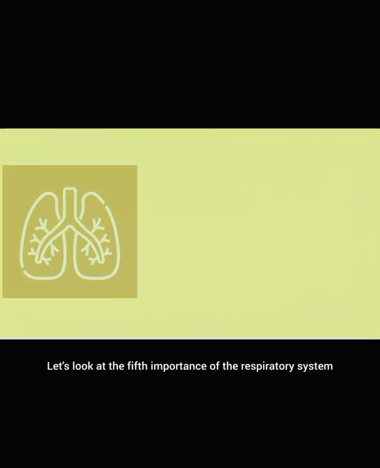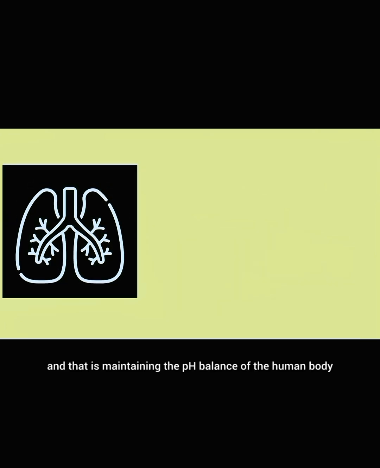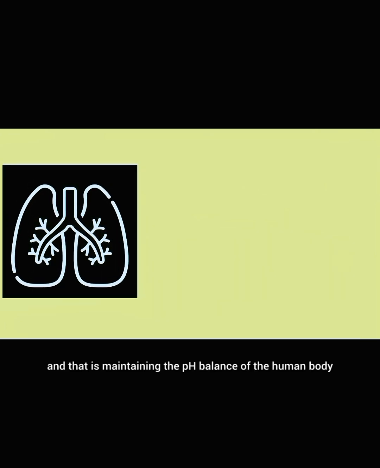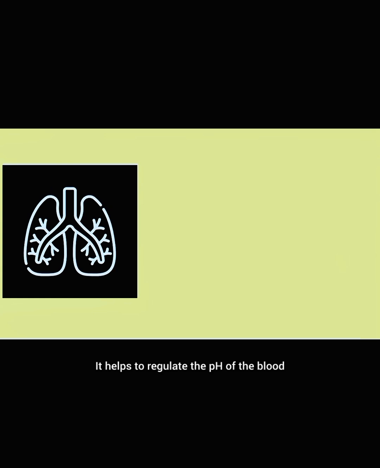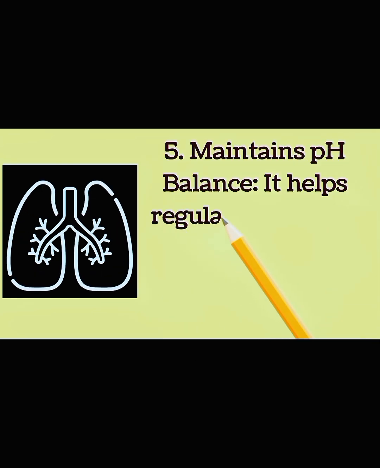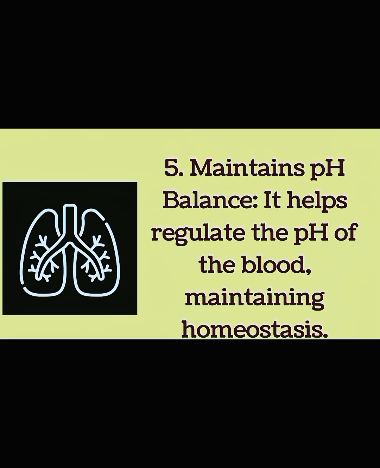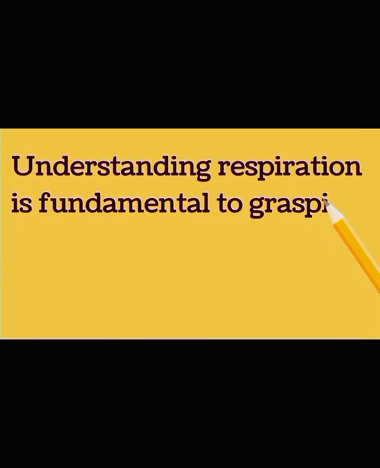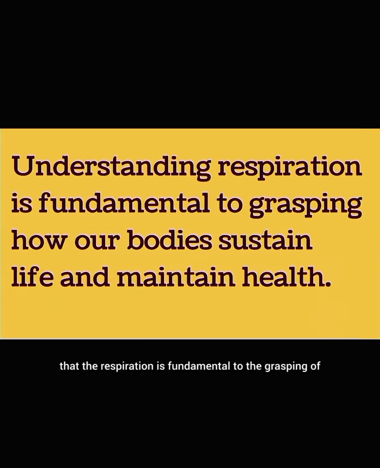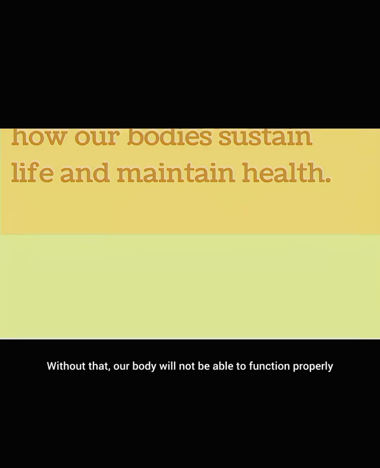Let's look at the fifth importance of the respiratory system, and that is maintaining the pH balance of the human body. It helps to regulate the pH of the blood, maintaining homeostasis, and understanding respiration is fundamental to grasping how our bodies sustain life and maintain health. So it is very, very important. Without that, our body will not be able to function properly.